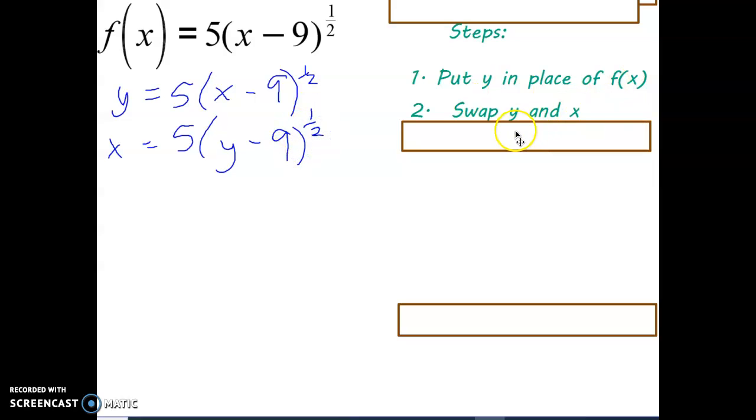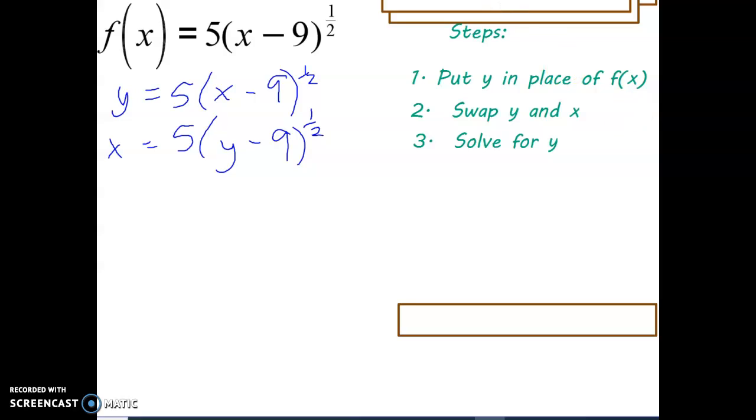Okay, now comes our step where we have to do different things every time. Solve for y. Okay, so let's see what we're going to do here to get y by itself. Well, I noticed that the 5 doesn't have anything to do with the 1/2 power. So we can go ahead and move the 5 over to the other side. So let's do that. That 5 is multiplied. Opposite of multiply is divide. So I'm going to get x over 5 equals y minus 9 in parentheses to the 1/2 power.